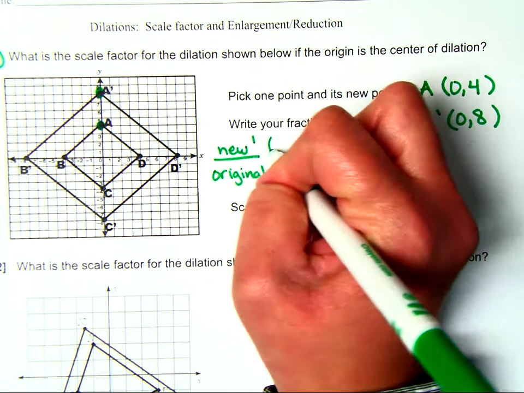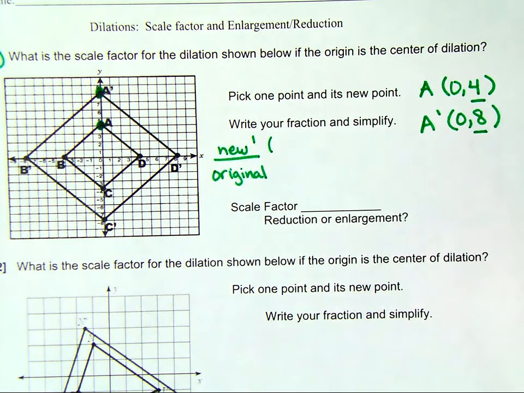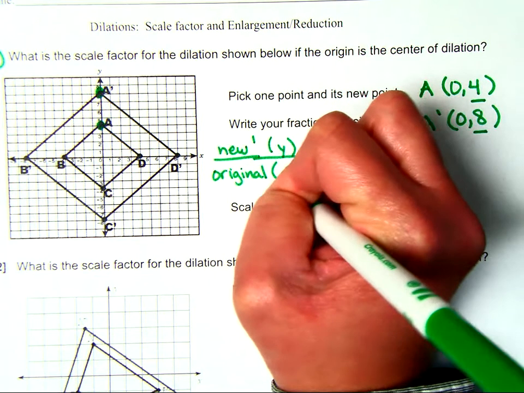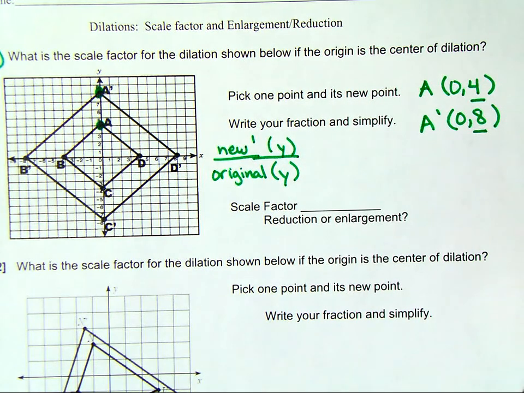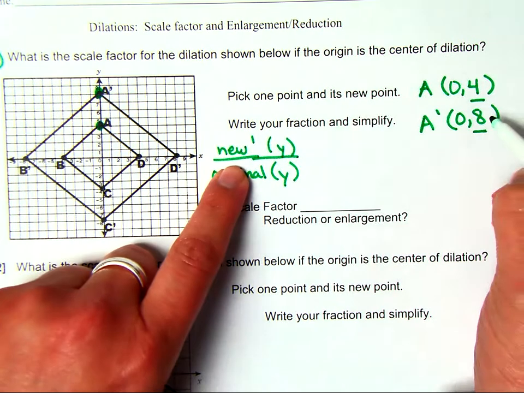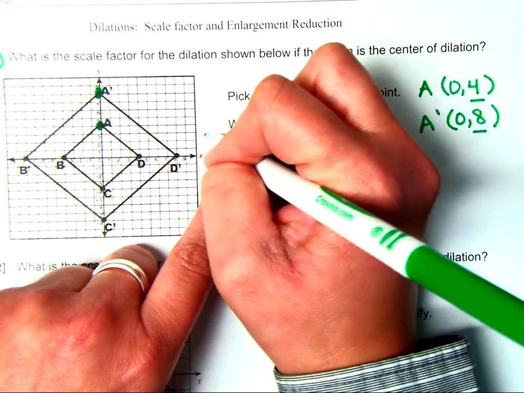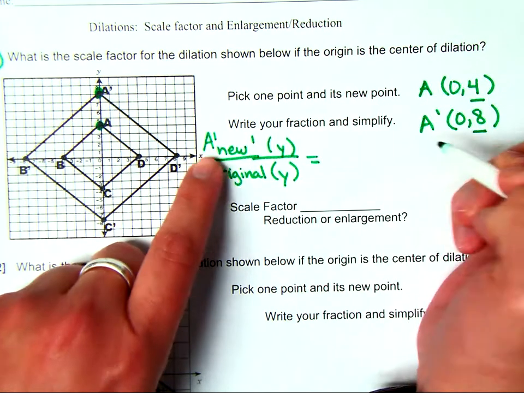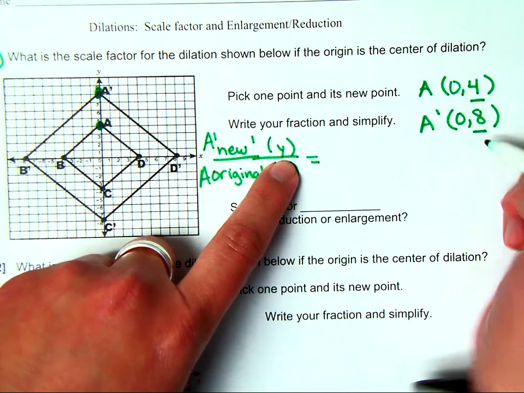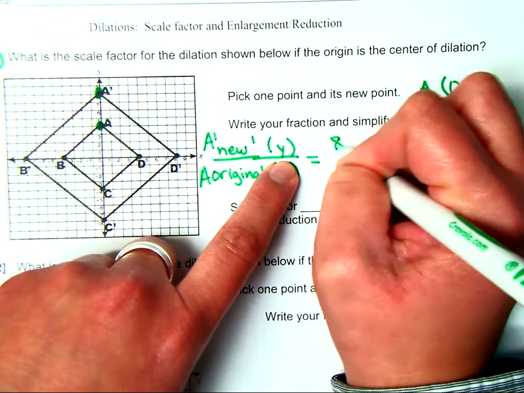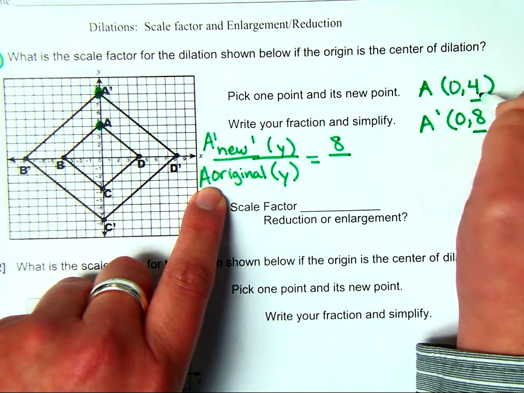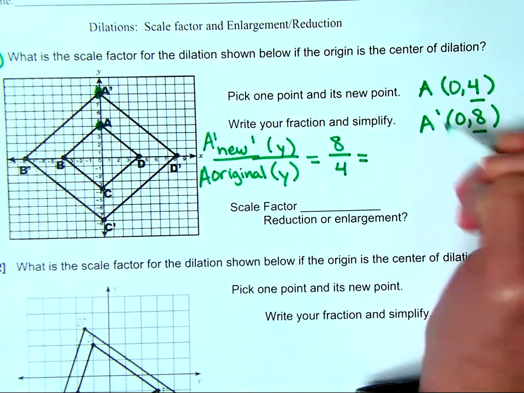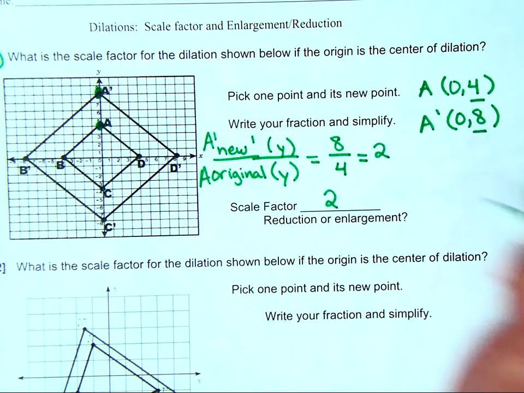So what I like to do over here is say, okay, these are the two numbers I can compare. I can compare my Y values because they are different. The X values are the same. So I'm going to put an A prime compared to A, and I'm going to compare their Y values. Okay? So the value of Y with A prime was 8, the value of Y for the original ordered pair was 4, so 8 divided by 4 is 2, so my scale factor is 2.